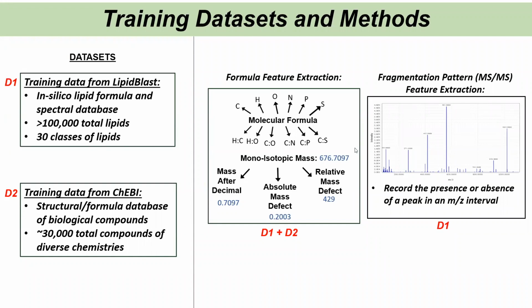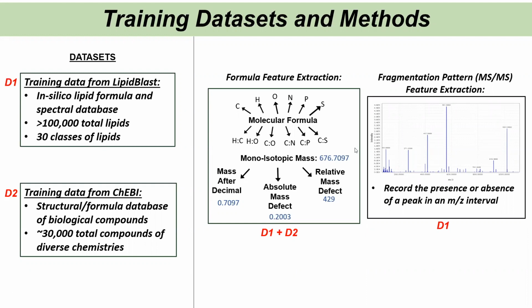We took about 30,000 total compounds of very diverse chemistries from ChEBI, the Chemical Entities of Biological Interest database. There are many classes within here. It's a very diverse database. But again, what we wanted to do was train an algorithm to take a metabolite and predict what classes it belongs to.